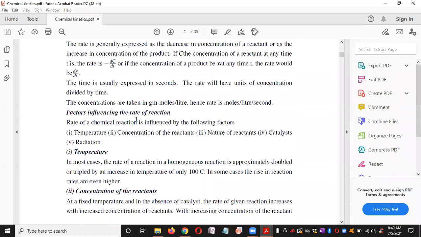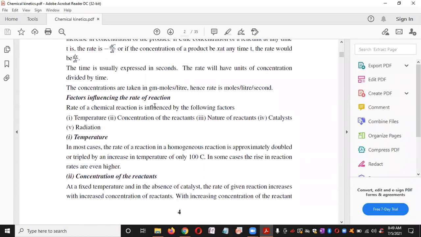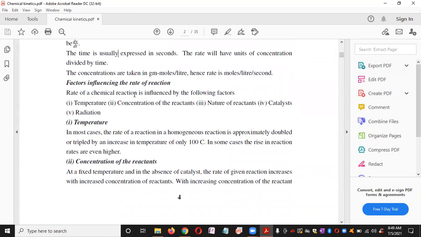So the next one is the factors influencing the rate of reaction. You have already studied this in intermediate, but it is still an important question in our degree also. Influencing factors on the rate of reaction, those are 5. What are those? Temperature, concentration of reactants, nature of reactant, catalyst, and radiation, that means sunlight.